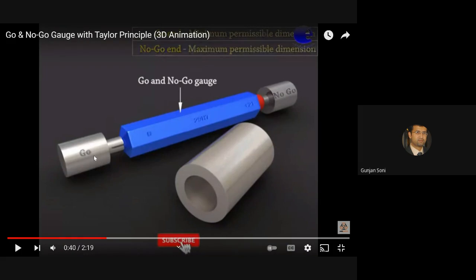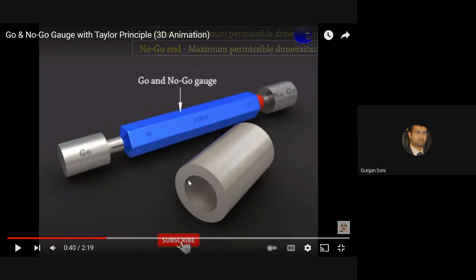So if it is a go, if it goes inside, what does it mean? I'm going to design this go gauge in such a way that if it goes inside the hole, it ensures the minimum permissible dimension. And if the no go doesn't go in the hole, it ensures the maximum permissible dimension of the hole. Do you get that? Imagine if this is going inside, then that means minimum permissible dimension.